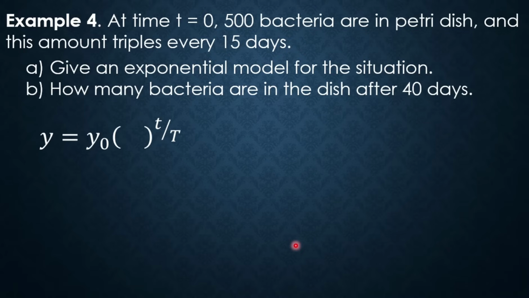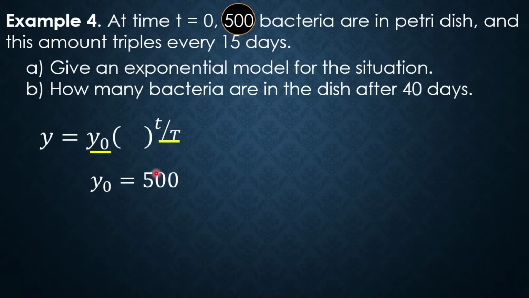So using the exponential model kanina, we're going to identify the following. Una yung y sub 0. Ano ulit yung y sub 0? That is the initial amount or the initial number. So ano ba yung initial amount natin dyan? So that is 500. So therefore, y sub 0, papalitan natin siya ng 500.